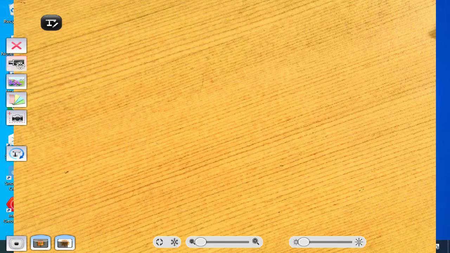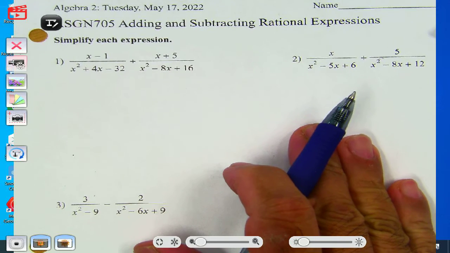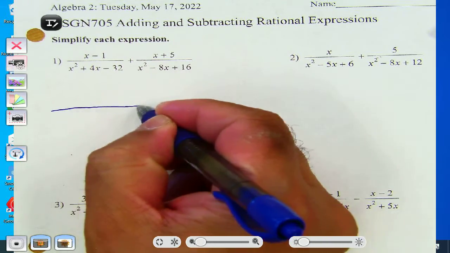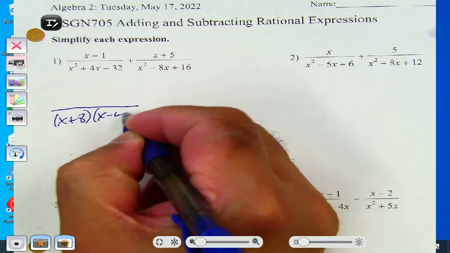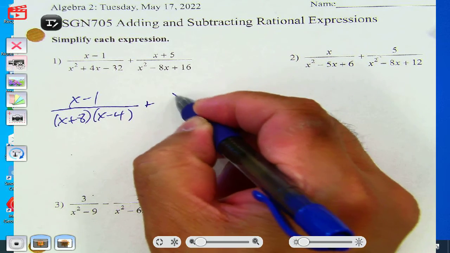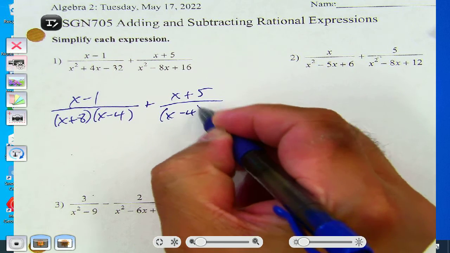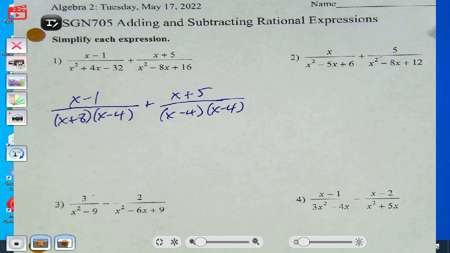After one more problem. Alright, number 1 on the homework. I'm doing number 1 on the homework. So, first thing I'm going to do is factor the denominators. That's x plus 8, x minus 4. Oh, goodness. There's not enough space for me. Second one is x minus 4, x minus 4. So, what is the least common denominator?